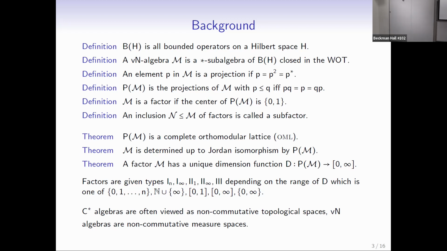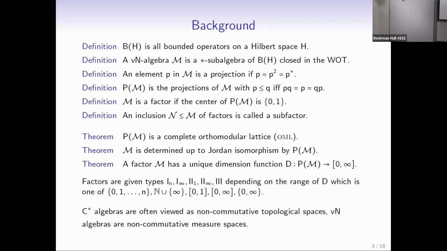And so a factor has a unique dimension function, which is a certain kind of map from its projection lattice to the extended reals. And factors are characterized into types according to the range of this dimension function. If the range is 1 to n, then it's a matrix algebra. And if its range is the real unit interval, then it's a continuous geometry. And there are other things.